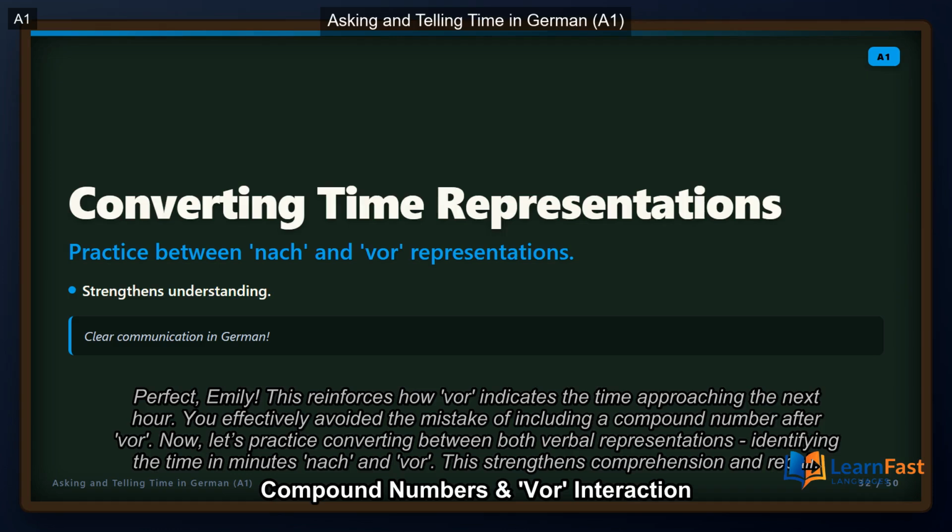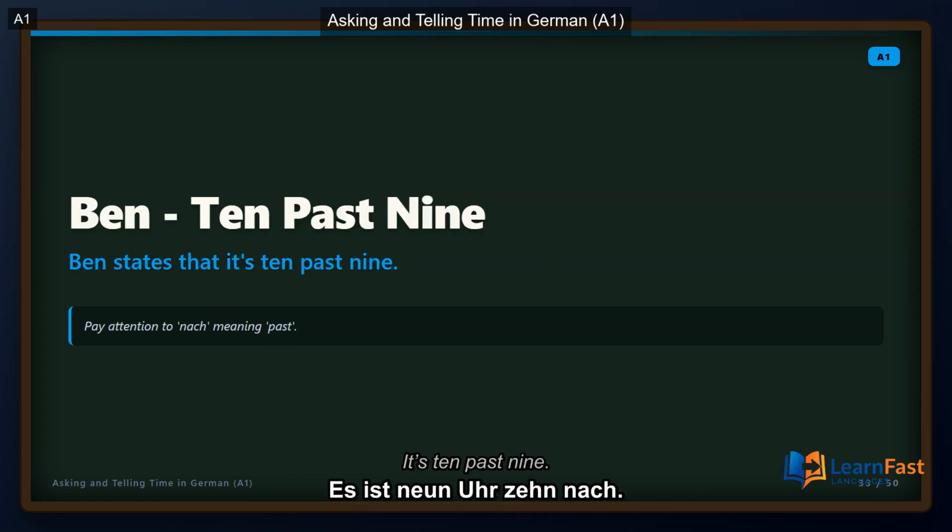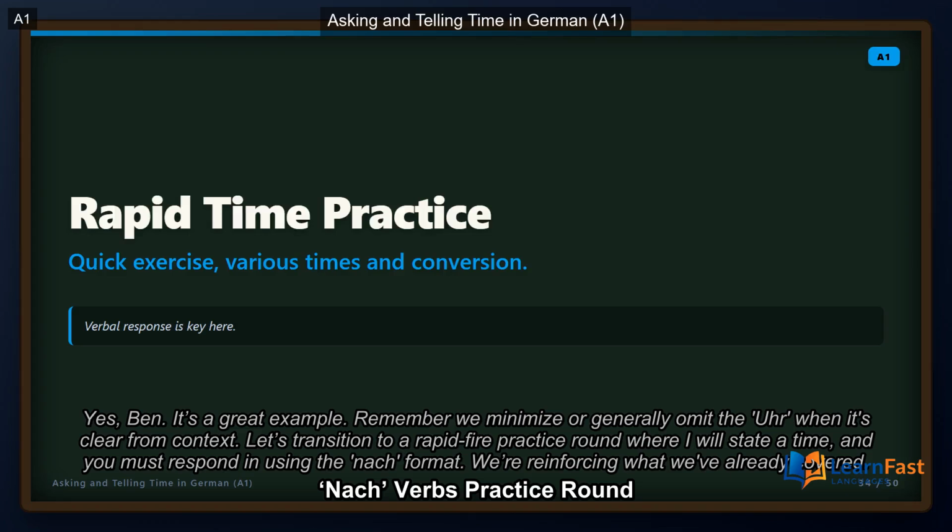Now, let's practice converting between both verbal representations, identifying the time in minutes nach and vor. This strengthens comprehension and recall. Es ist 9:10 Uhr nach. Yes, Ben. It's a great example. Remember, we minimize or generally omit the Uhr when it's clear from context.